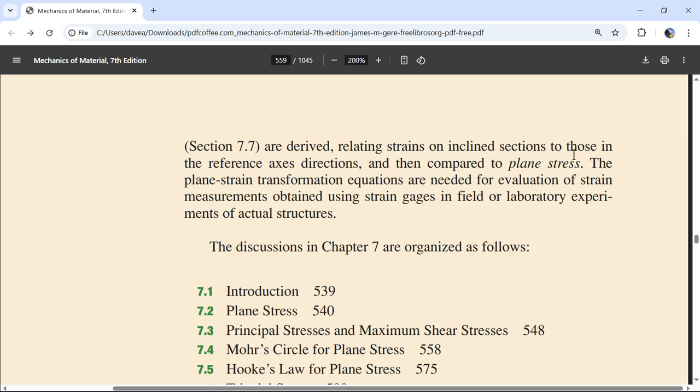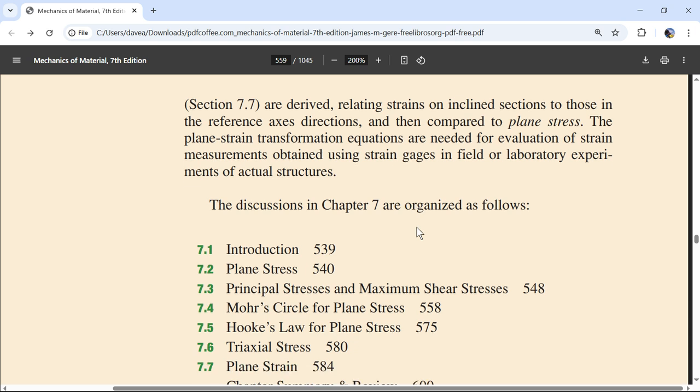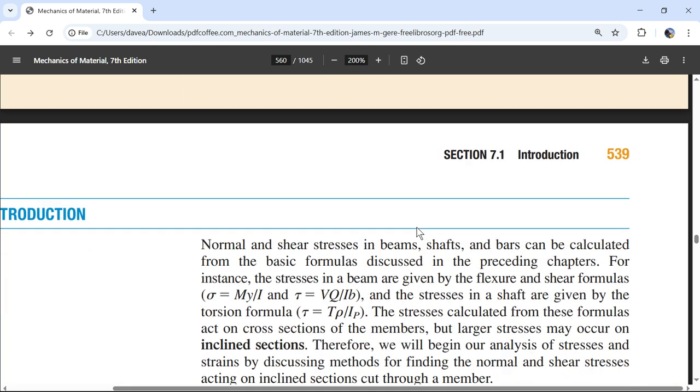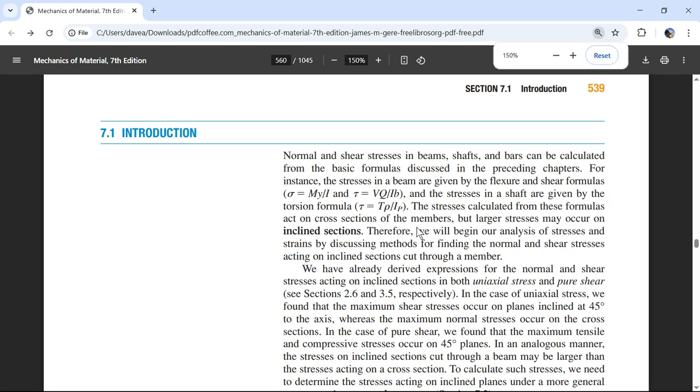And for inclined sections, equations are derived relating strains on inclined sections to those in the reference axis directions. So if we know the strains in the reference axis directions, we can then know the strains on angled elements. And then compared to plane stress, the plane strain transformation equations are needed for evaluation of strain measurements obtained using strain gauges in field or laboratory experiments of structures. All right, hell yeah.